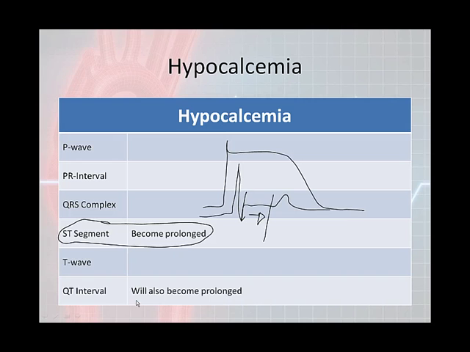The QT interval will also become prolonged, because you start here at the beginning of the Q wave to here, to the end of the T wave. Your QT interval will become prolonged as well in a hypocalcemic patient.